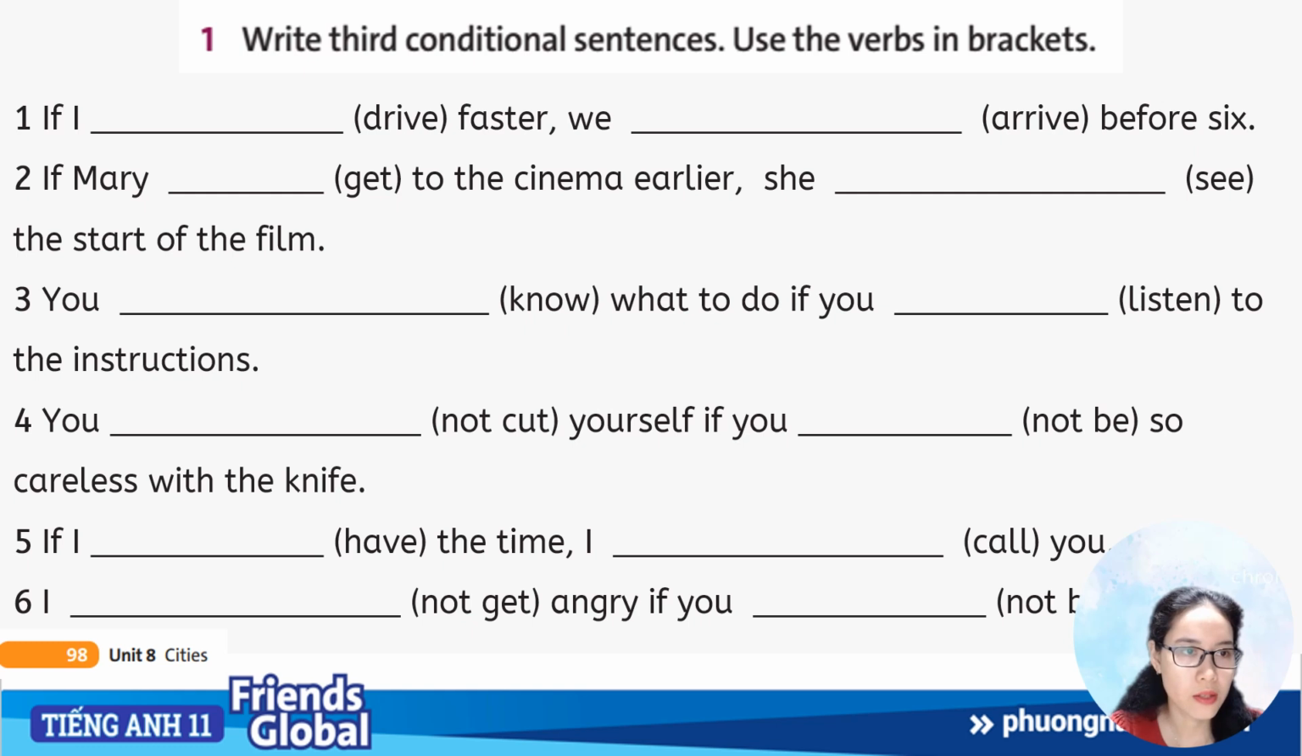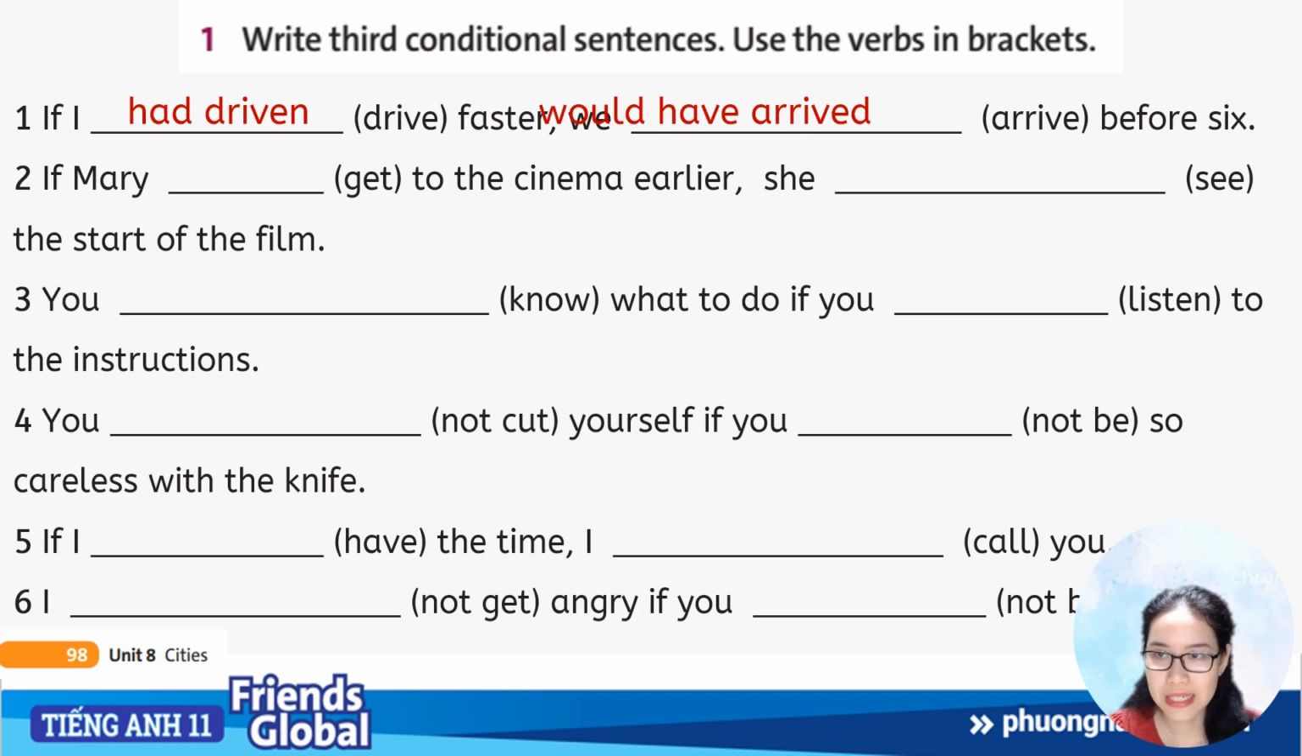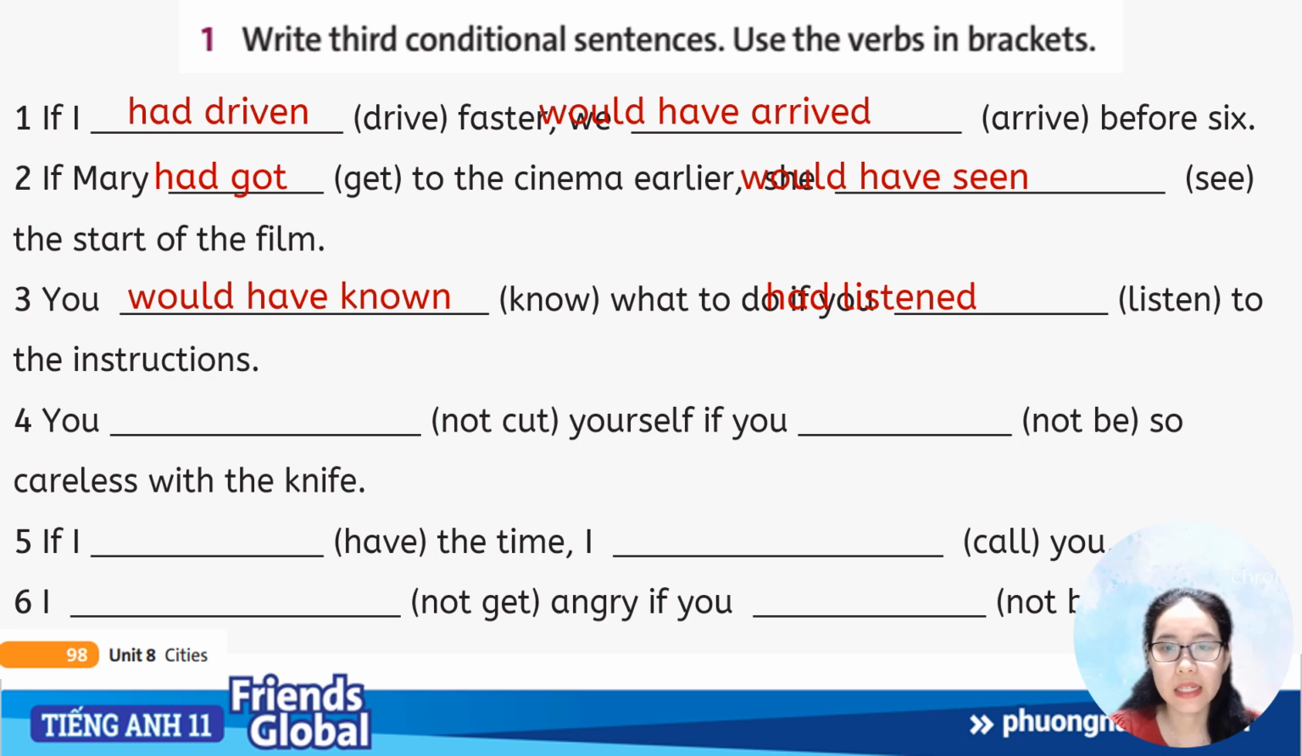So number 1. If I had driven faster, we would have arrived before 6. Number 2. If Mary had got up earlier, she would have seen the start of the film. Number 3. We have main clause first. Ở câu 3 các em hãy cẩn thận, chúng ta có main clause trước. Như vậy chúng ta sẽ xài you would have known if you had listened to the instructions.